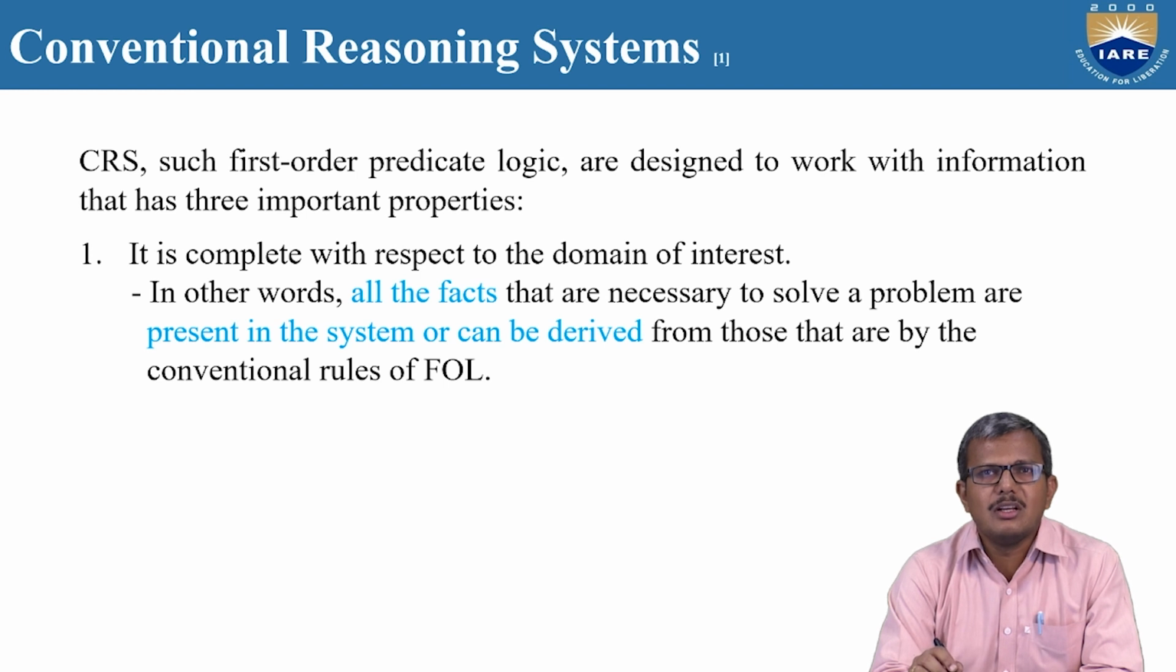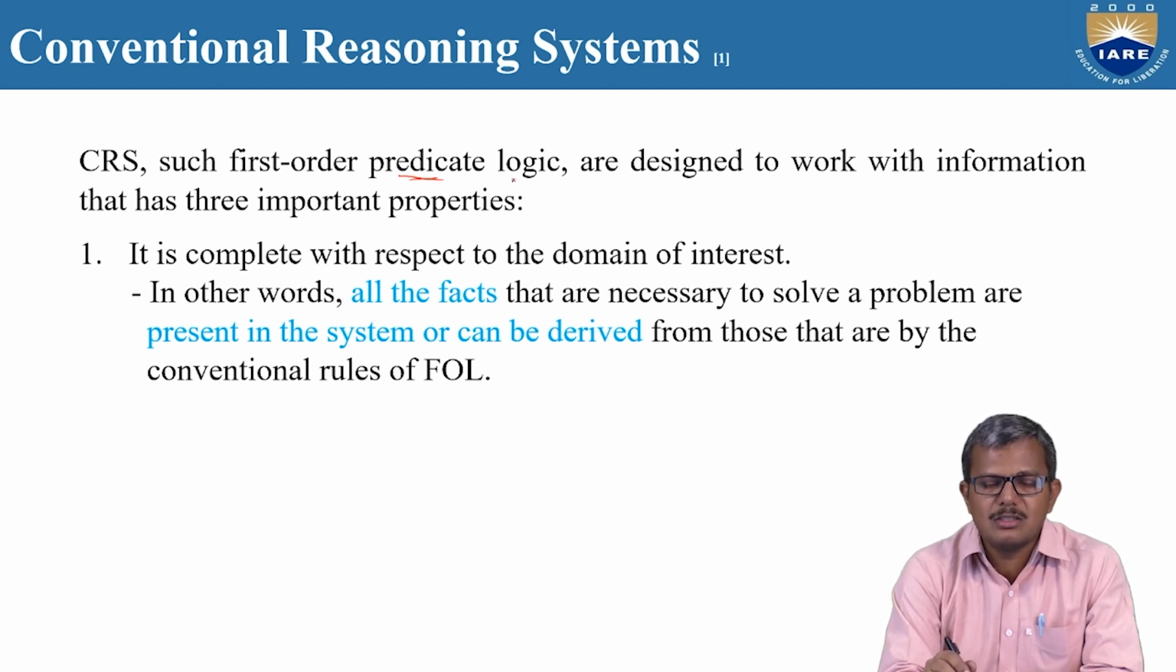Talking about conventional reasoning, in conventional reasoning systems we especially follow first order predicate logic. Whatever knowledge we have, we represent in the form of predicate logic. If propositional logic is suitable to the given problem, then we can apply propositional logic. Otherwise, we can go for first order predicate logic. Whenever you want to implement these conventional reasoning systems, the situation should follow three important properties. What is the first important property? It is complete with respect to the domain of interest.